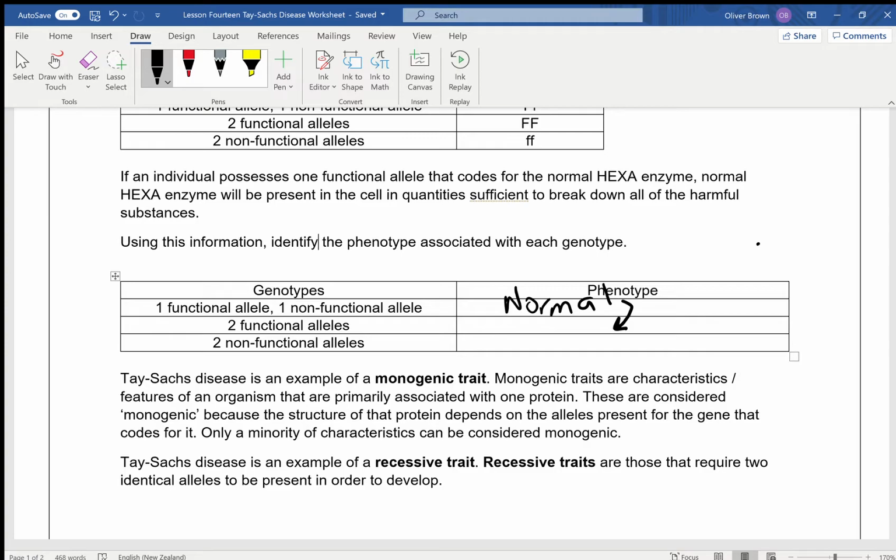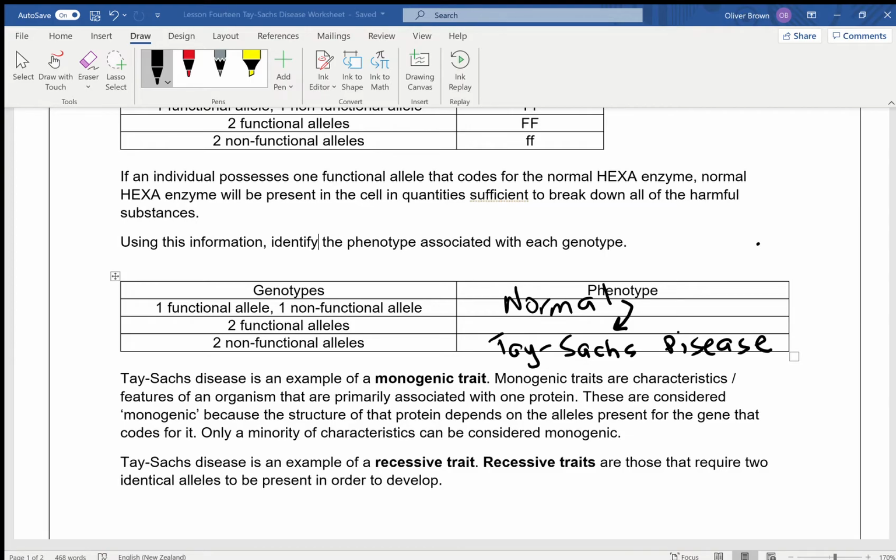If you have two non-functional alleles, then you will only be making non-functional hexa enzyme in your cells, and the consequence of this is that you will not be able to break down toxic material. Toxic material will build up inside the neurons. Those neurons will suffer as a result, and the person will develop Tay-Sachs disease. So for that third phenotype, you should have written Tay-Sachs disease. Okay, so you have to have two non-functional alleles to present with the disease.